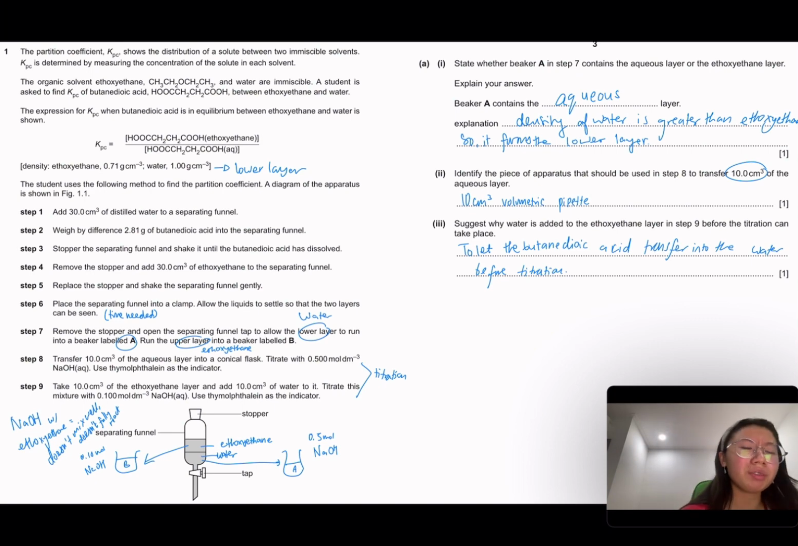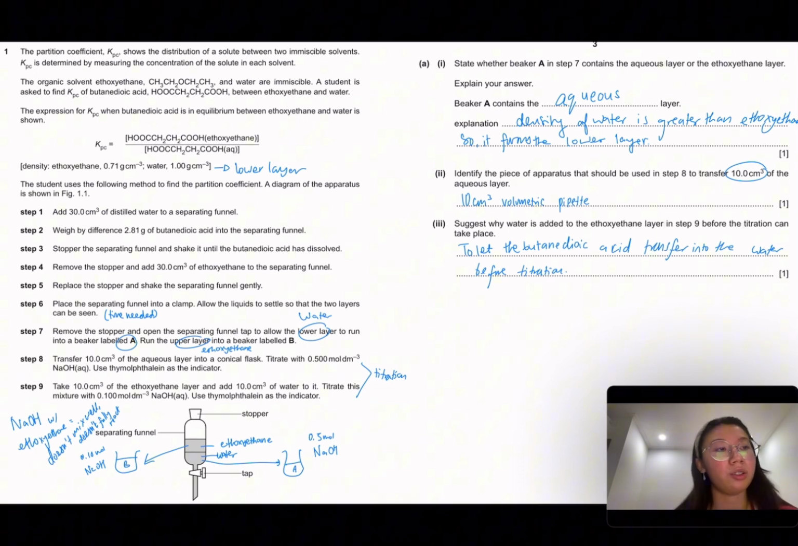Triple I. Suggest why water is added to the ethoxyethane layer in step 9 before the titration can take place. Okay, so the thing is, your NaOH, your sodium hydroxide, doesn't really react or mix that well with your ethoxyethane. That's why you're adding 10 centimeter cubes of water. This is so that your butanedioic acid can transfer to the water first before the titration, so that there is going to be a reaction.